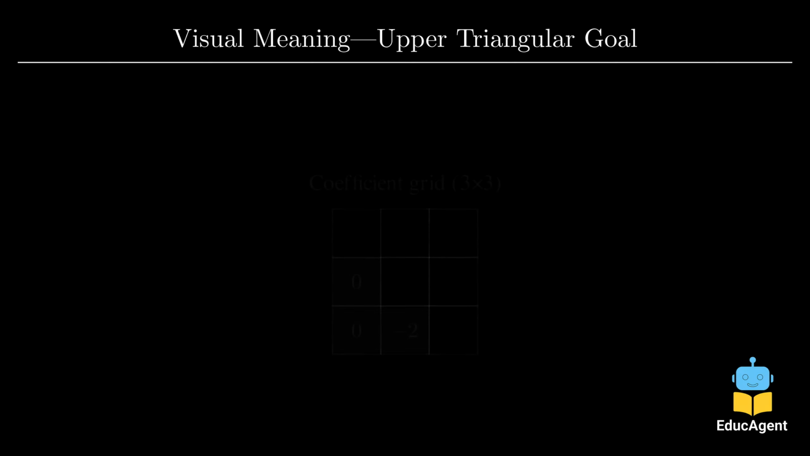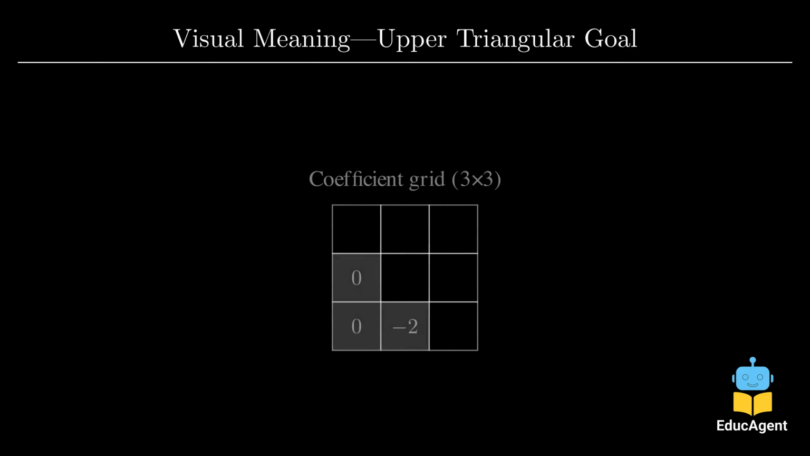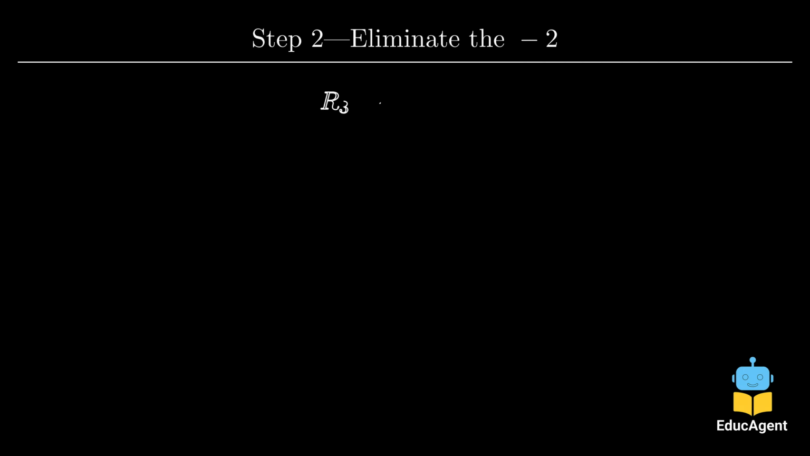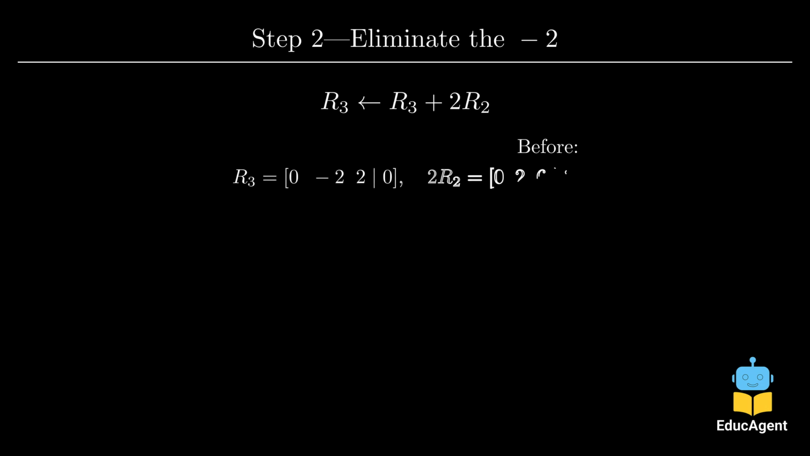Upper triangular form means everything below the main diagonal becomes 0, so we eliminate in a staircase pattern. The next target is the -2 under the new pivot in column 2. To eliminate -2 in row 3, column 2, add 2 times row 2 to row 3. The -2 and +2 cancel, and we get a clean third row with only z.